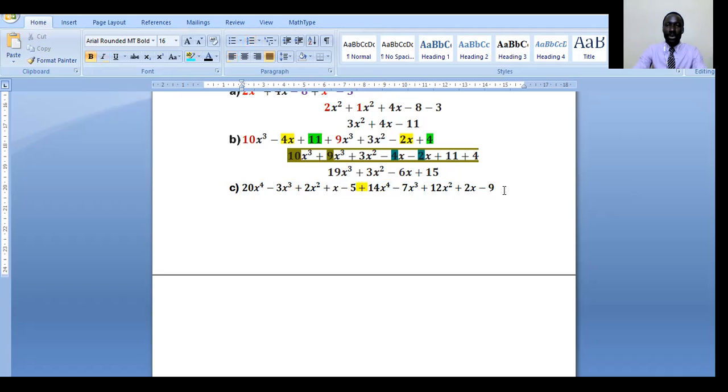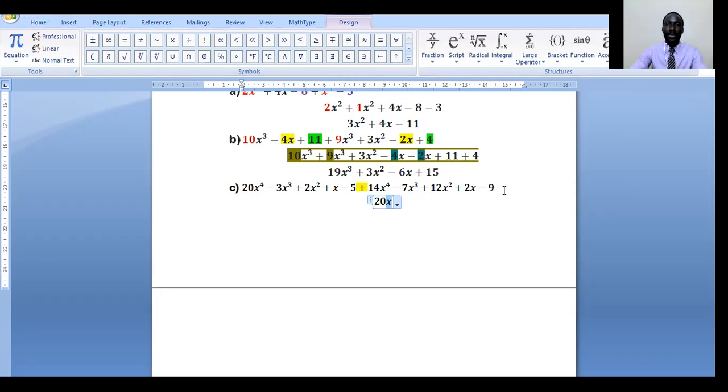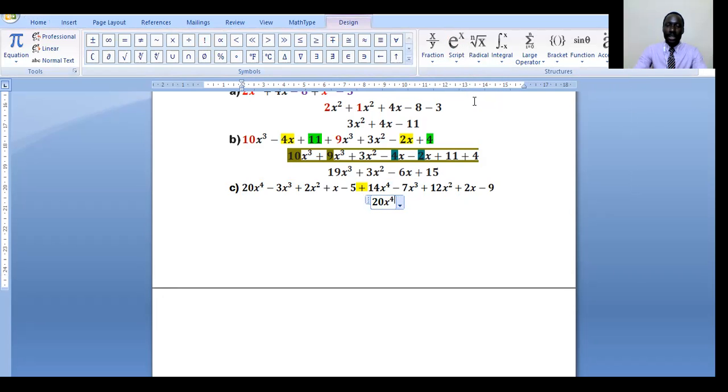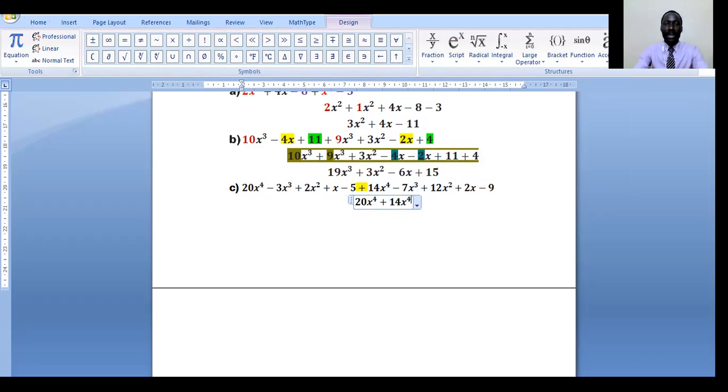So in the next step, what are we going to have? Well, we are going to be having 20x exponent 4 that we have to add to 14x with exponent 4. Yes, that is our first step in the collection of like terms. Then now we will move on to x cubed. So we have a minus 3, okay? So we'll be starting with the minus 3x cubed.